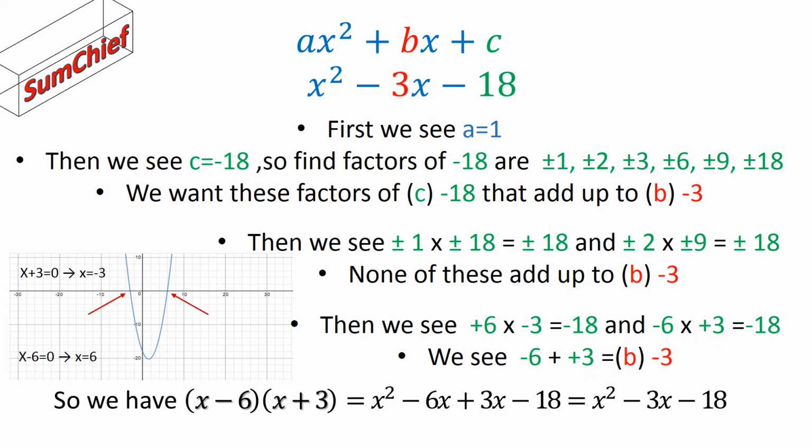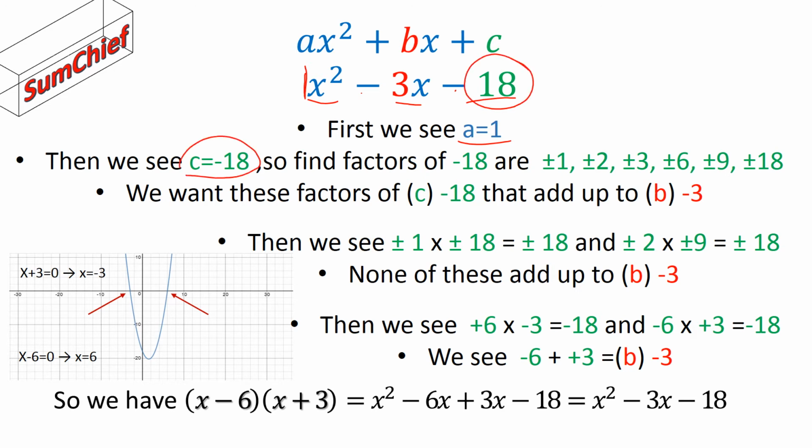Okay, so now again we've got x squared minus 3x minus 18. So this time we've got a minus and a minus. So this one's going to be a little bit more tricky in working out. So straight away we see a equals 1. So we can put a 1 there if we wish. So we see c is minus 18. So that's the value of c.